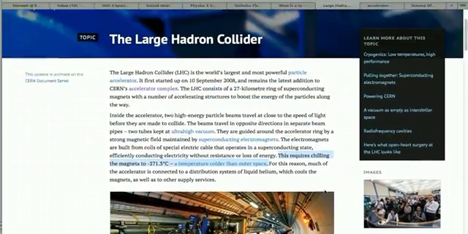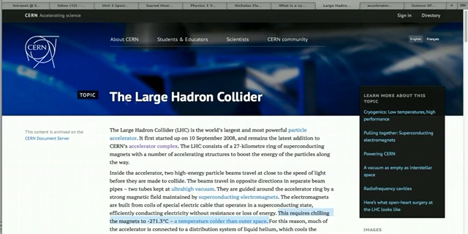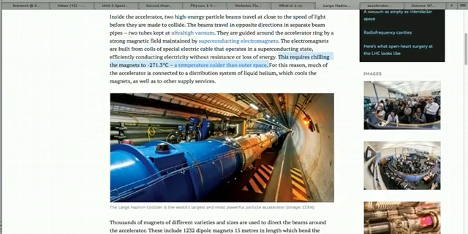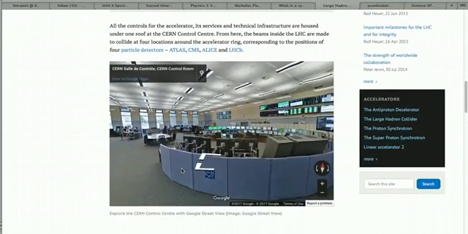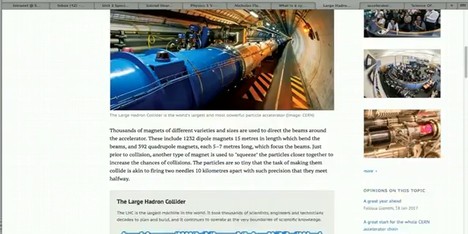So it's really cool. If you're interested in that, type in Large Hadron Collider or CERN, Large Hadron Collider, and you can actually have a look. It's got the pictures and a little bit of information about how it works, which is really neat.